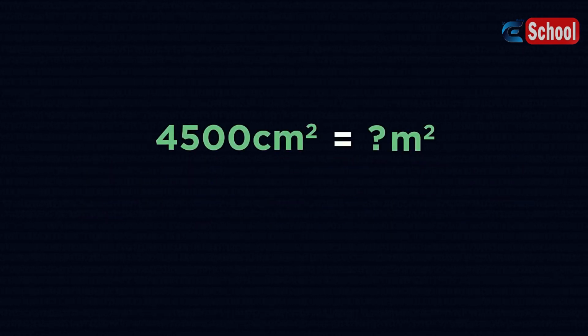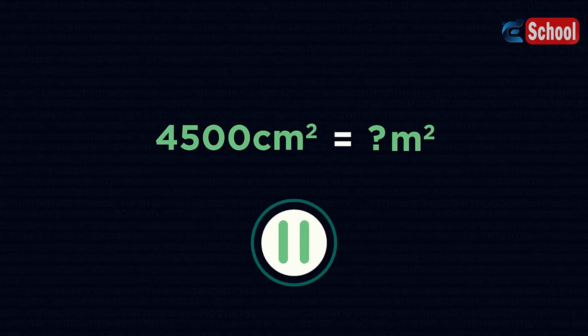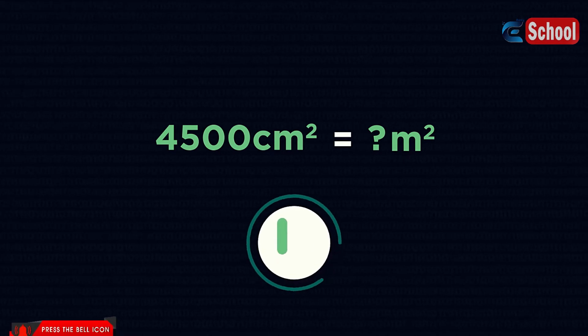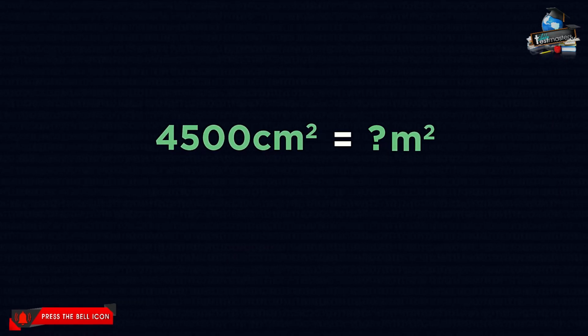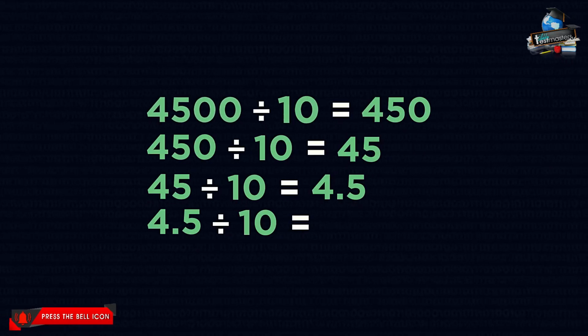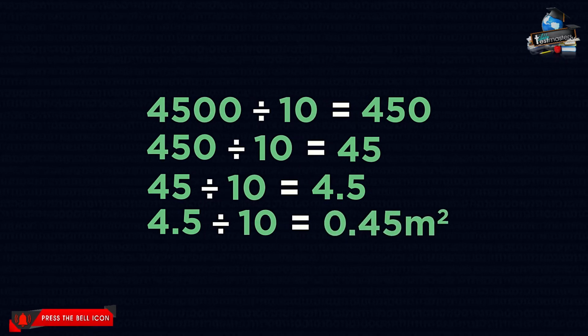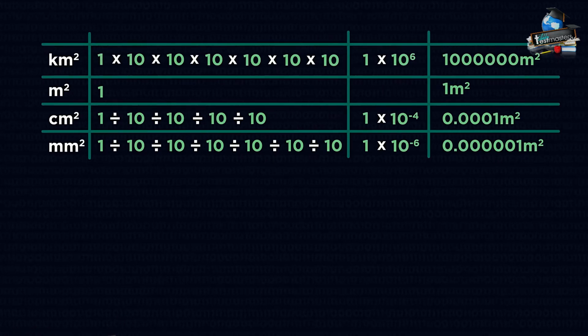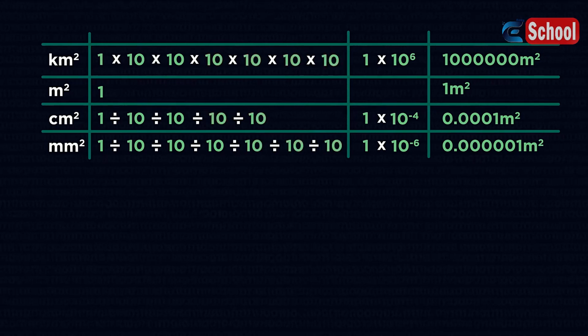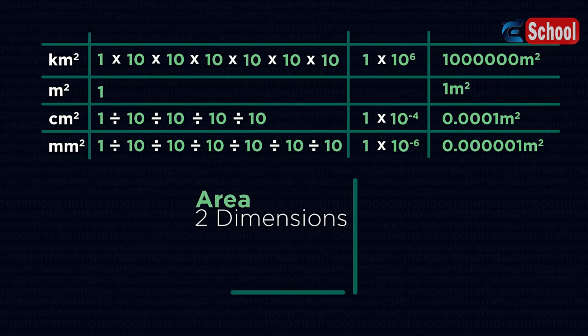See if you can convert this value in centimetres squared to meters squared. To convert 4,500 centimetres squared to meters squared, we need to divide 4,500 by 10 4 times. This gives us an answer of 0.45 meters squared. As you can see in this conversion chart, we can convert between each of the forms using powers of 10. This time, however, the powers of 10 for each conversion are double what they were for lengths. This is because area is found by taking lengths in 2 dimensions.